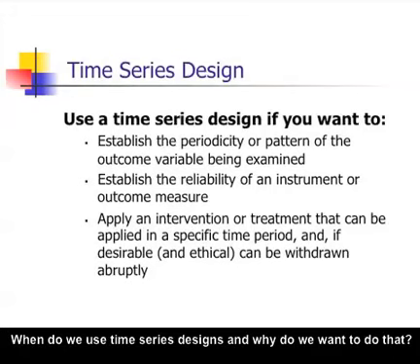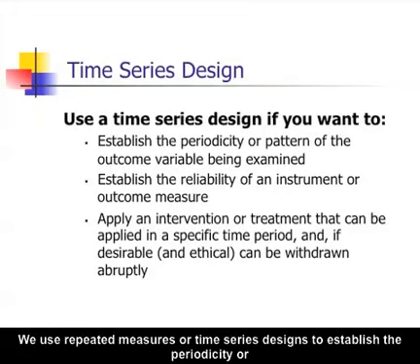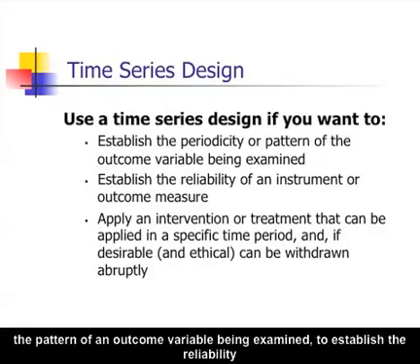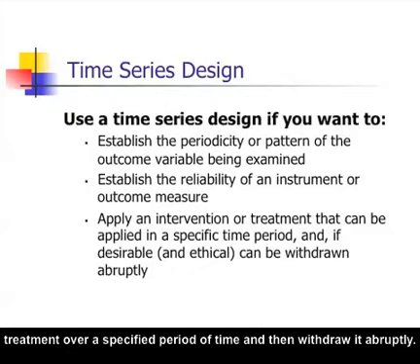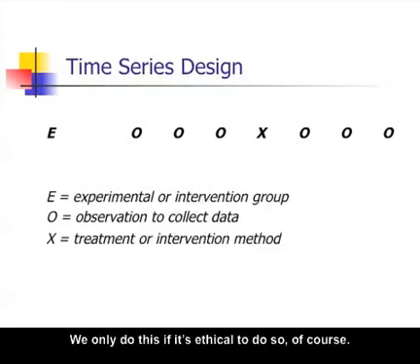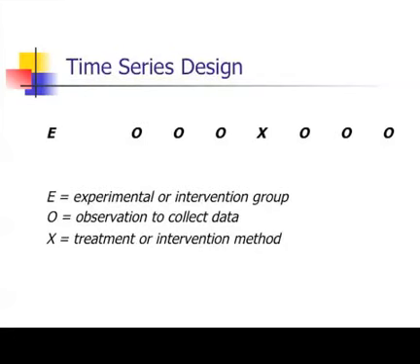When do we use time series designs, and why do we want to do that? We use repeated measures or time series designs to establish the periodicity or the pattern of an outcome variable being examined, to establish the reliability of an instrument or an outcome measure, and to apply an intervention or treatment over a specified period of time and then withdraw it abruptly. We only do this if it's ethical to do so, of course.